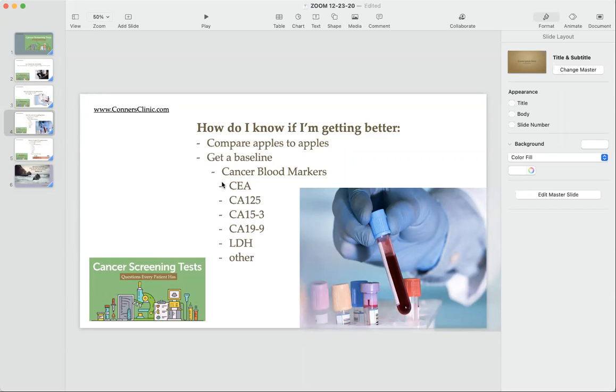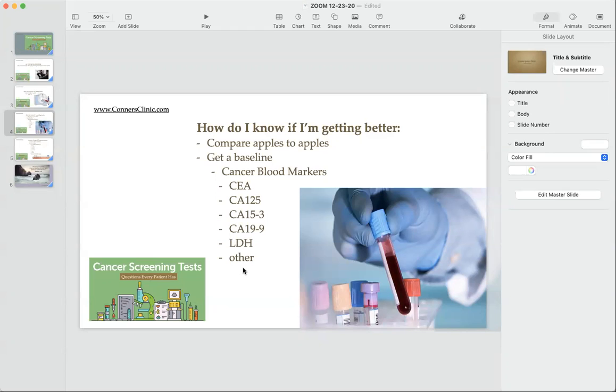So we typically recommend that you ask your oncologist to run cancer marker tests. Every hospital, every lab can do cancer marker tests. So there's a reason why. A question we get often is, well, why didn't my oncologist run cancer marker tests? And here's the dirty little secret.